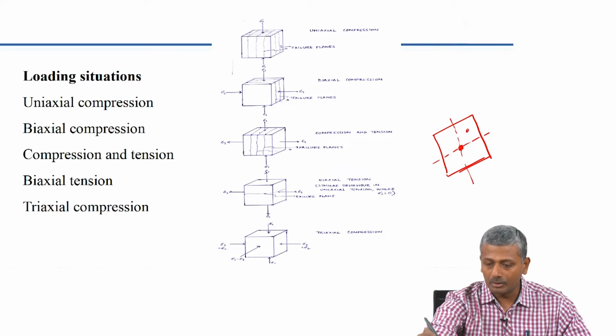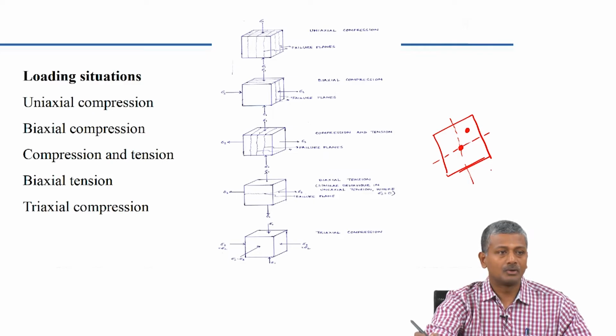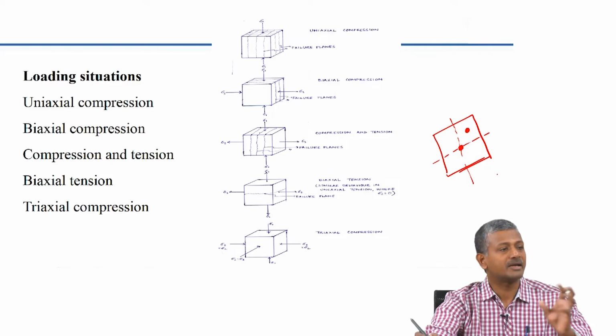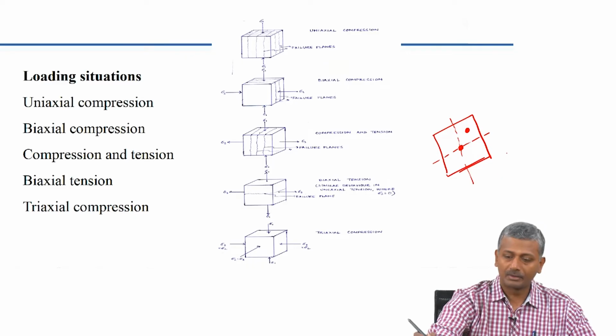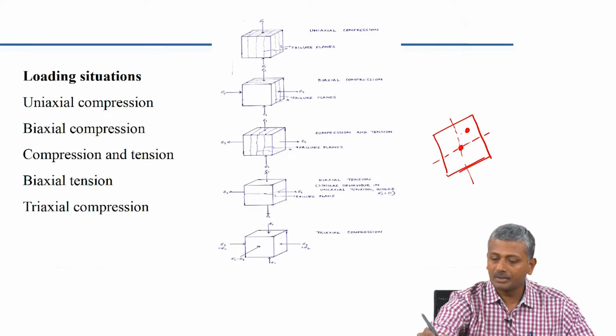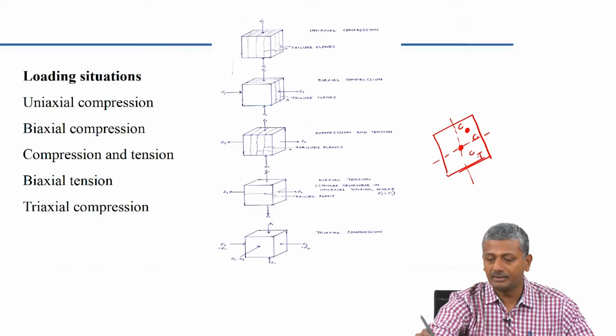But if I have a load in one of the quadrants, what is going to happen is I may get a biaxial state of loading. In this quadrant there will be compression and compression, that means biaxial compression. But what will happen in this quadrant? There is compression and tension. Here there is also tension and compression, whereas in the last quadrant there will be biaxial tension.